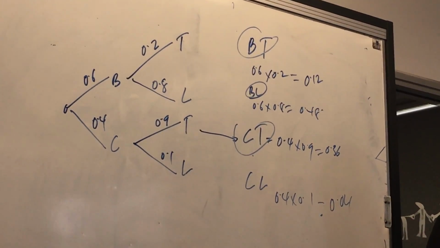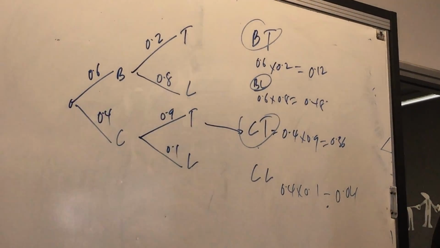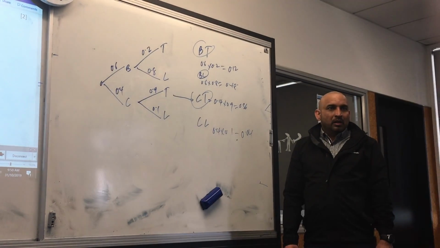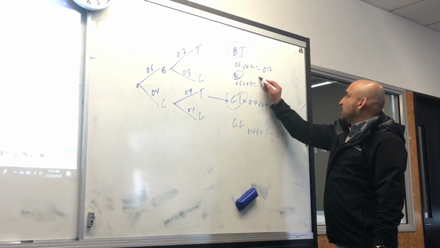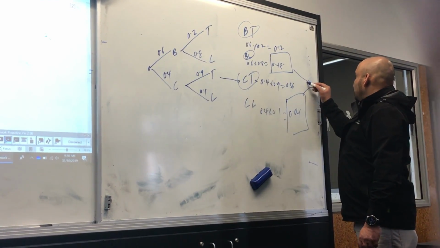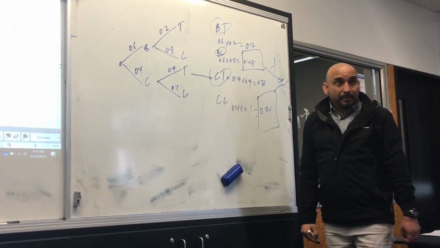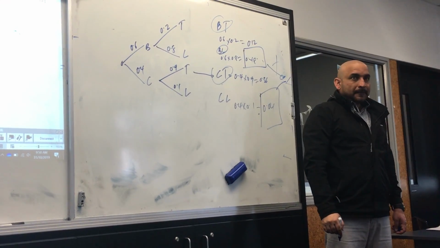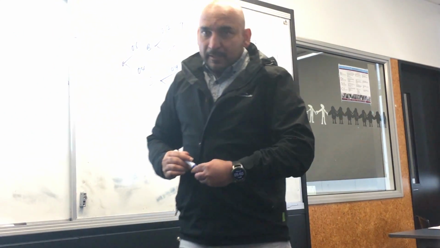Now, if the question is, what's the probability that I'm late? I'm late is here, and I'm late is over here. So what do I do to these two boxes? I add them. That's the probability tree.